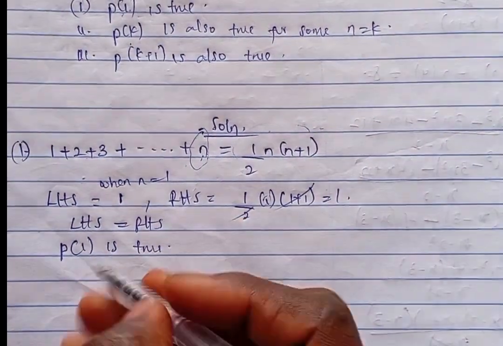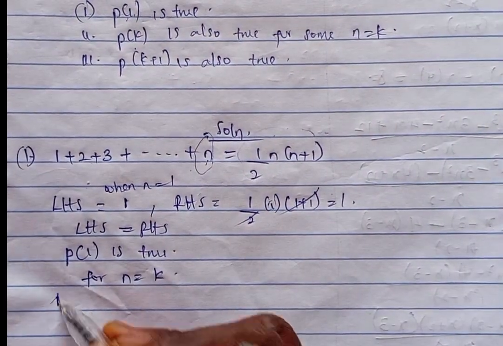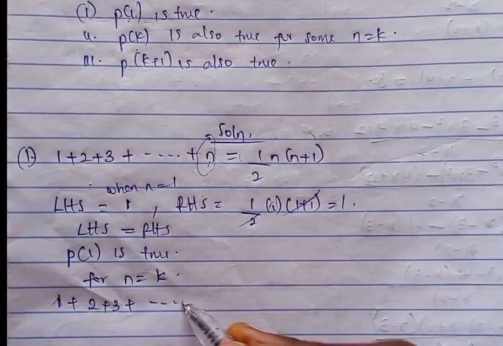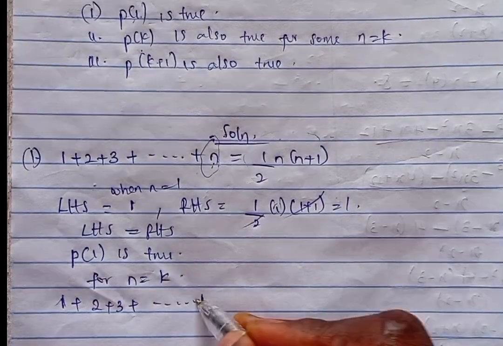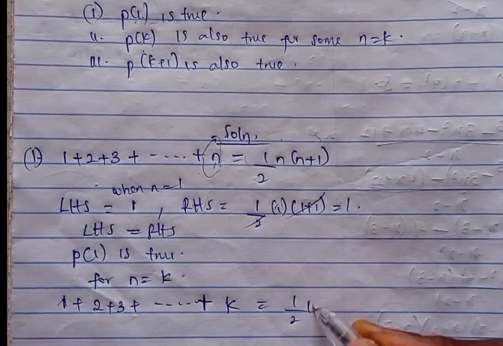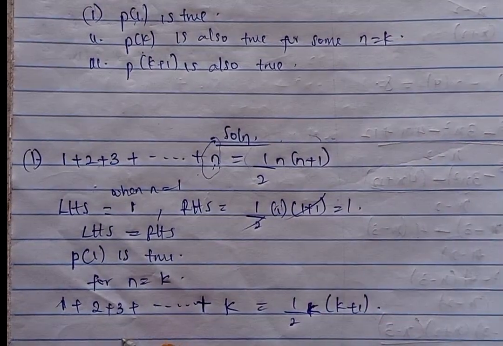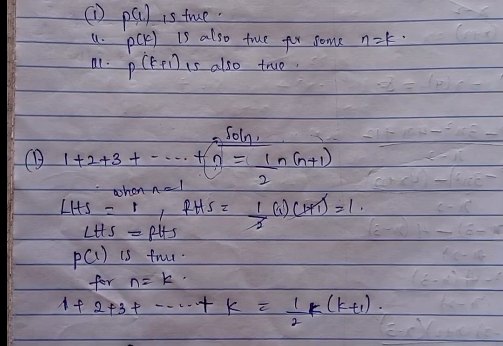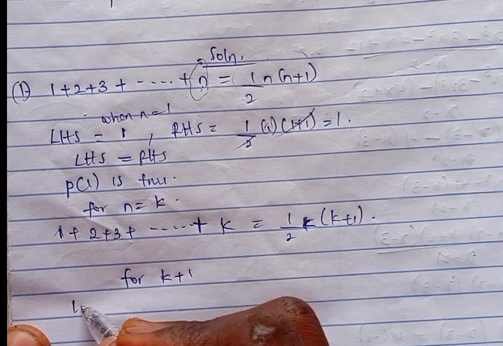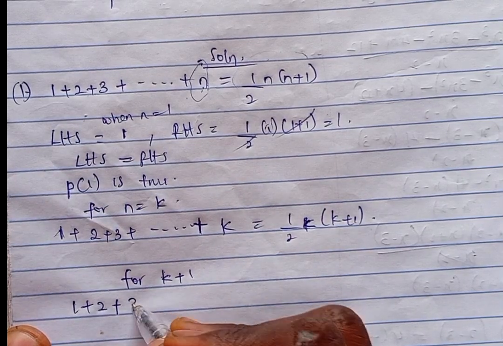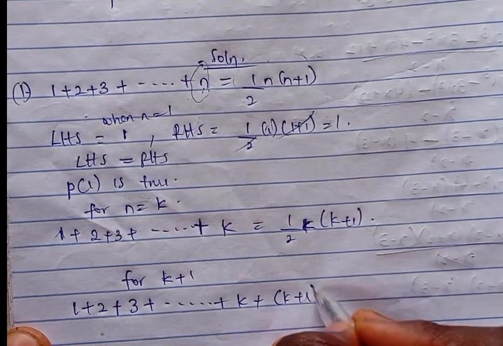You understand? Now move on to the second one. For n equal to k, it means that you have 1 plus 2 plus 3 plus, up to k, equal to 1 over 2 k into k plus 1. Make sure you are following the steps on how I'm doing it. You don't need any calculation here. Now go further. For k plus 1, you have 1 plus 2 plus 3 plus up to k plus 1.